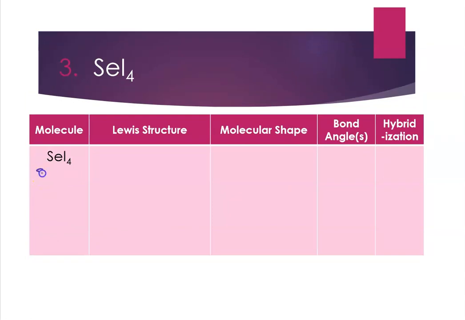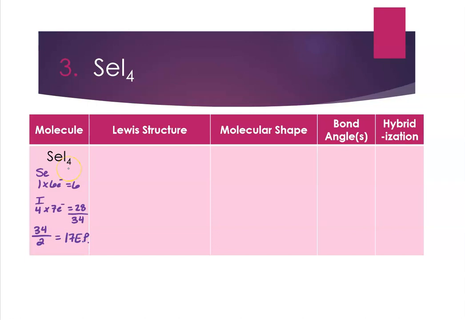SeI4. So Se is selenium. It's in group 16. I have 1 of them. Each one has 6 valence electrons, so that's a total of 6. I have 4 I's in group 17, so it's 7 valence electrons each for a total of 28. And so 6 plus 28 is 34. 34 divided by 2 is 17 electron pairs.